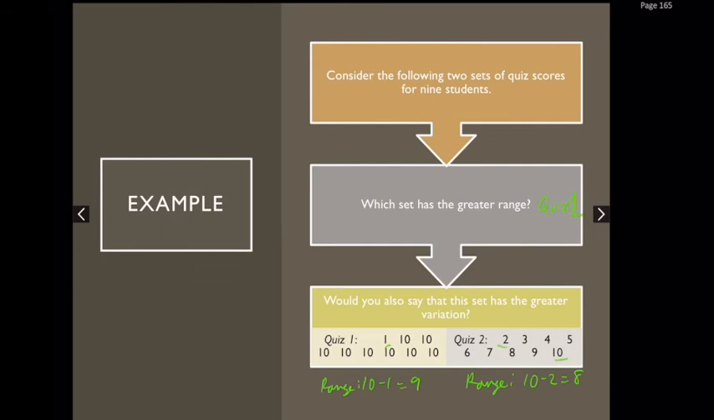Which one has the greater variation? Which one has the greater difference in its values? That's going to be quiz 2. In quiz 1, you can see all the values are the same except for 1, so they're going to be really concentrated around that mean, median, mode, which is really, really close to 10.